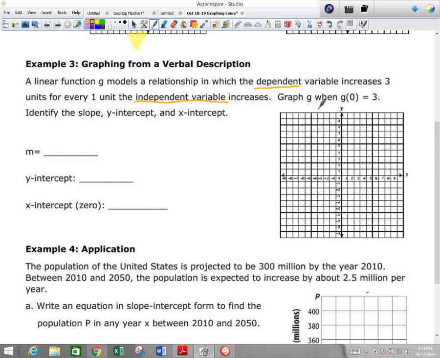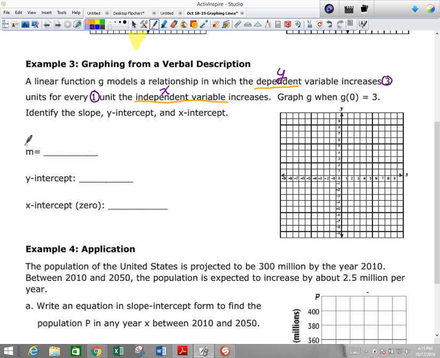All right, let's talk about these dependent variables and independent variables. If you remember from our lesson when we first started going over functions, we said that our dependent variable is the y, and our independent variable is the x. So our dependent variable increases 3 units for every 1 unit in the independent variable.